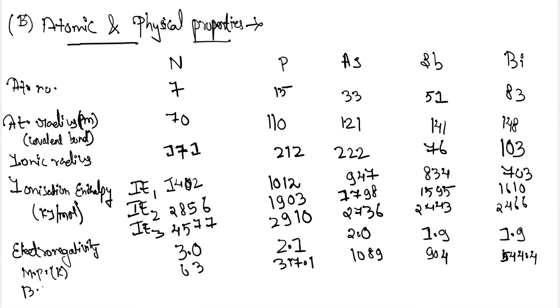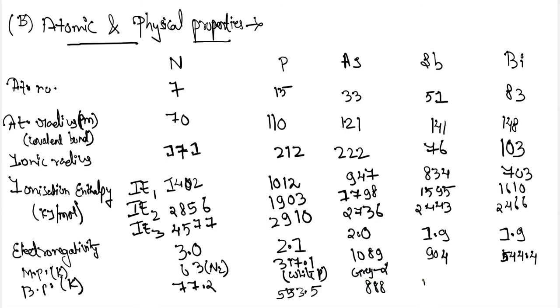Last is your boiling point, also taken in Kelvin. The boiling point value for nitrogen is 77.2, and it is for molecular N2. Then white phosphorus, and then the gray alpha form of arsenic. So the values are 77.2, 553.5 Kelvin, 888 Kelvin, 1860 Kelvin for antimony, and 1837 Kelvin for bismuth.